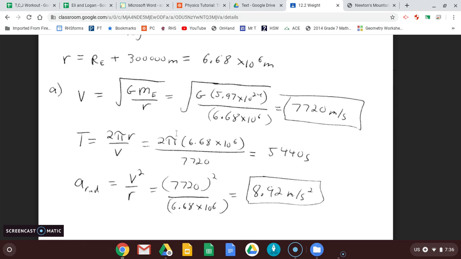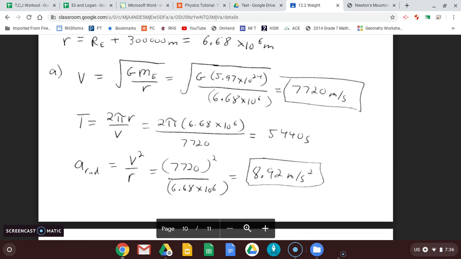Now that we know that, we could plug that v into one of the period formulas from above, and that would mean it has a period, the time it takes to go around one complete revolution, of 5,440 seconds. And it brought back another old thing.